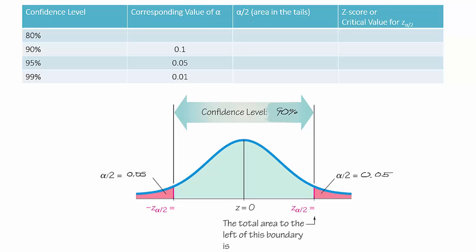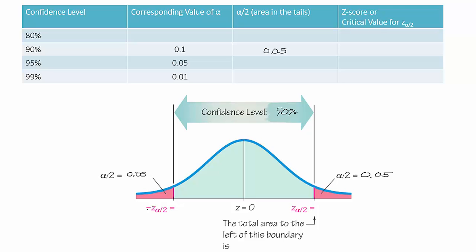So in the next column in my chart, the alpha divided by 2, which is the area in the tails, is half of the alpha value. So we just take 10% divided in 2, and it's 0.05. Now we want to find the z-score, or the critical value for that 5%. So we're going to use our normal table of values, but let's take a moment to think about what we're looking for. The area here in pink is 0.05.